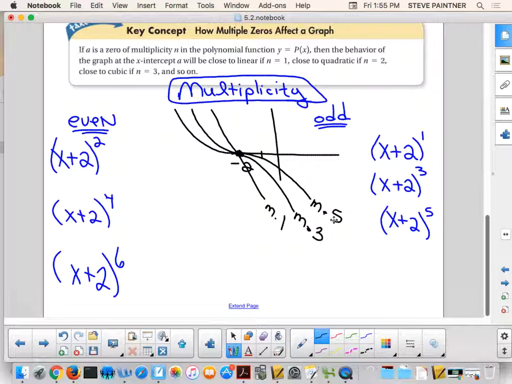So what's the difference between odd and even? No clue. Oh, guys, don't say no clue. Don't go faster.